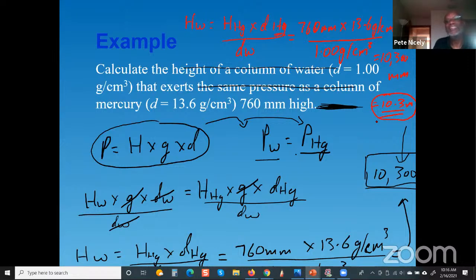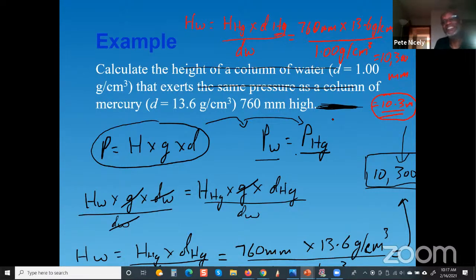Now, I don't know if you know what 10.3 meters looks like. But just to give you an idea, and I don't know how many of you know me in person, my height is about 6'5", which is just under 2 meters. In fact, I think it's about 1.98 meters, right? So if you were to use water instead of mercury for a barometer, you're going to need a column or a tube which is 5 times my height.